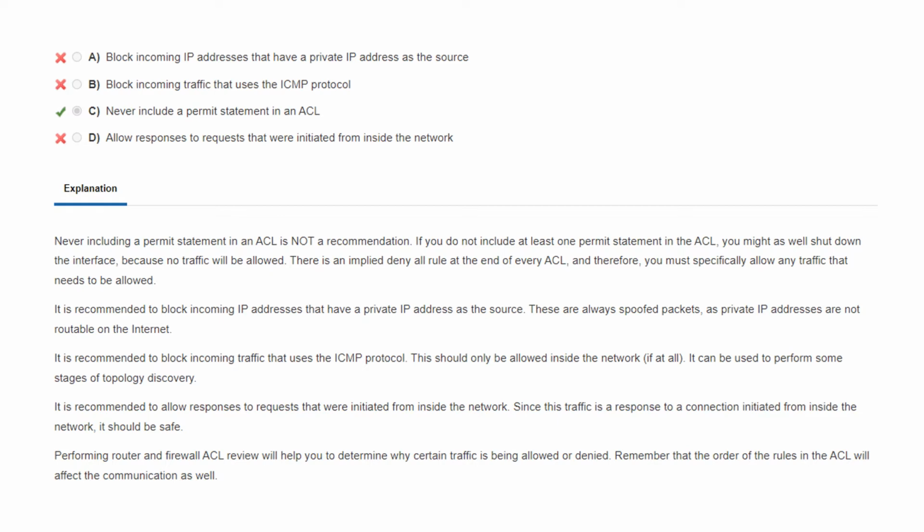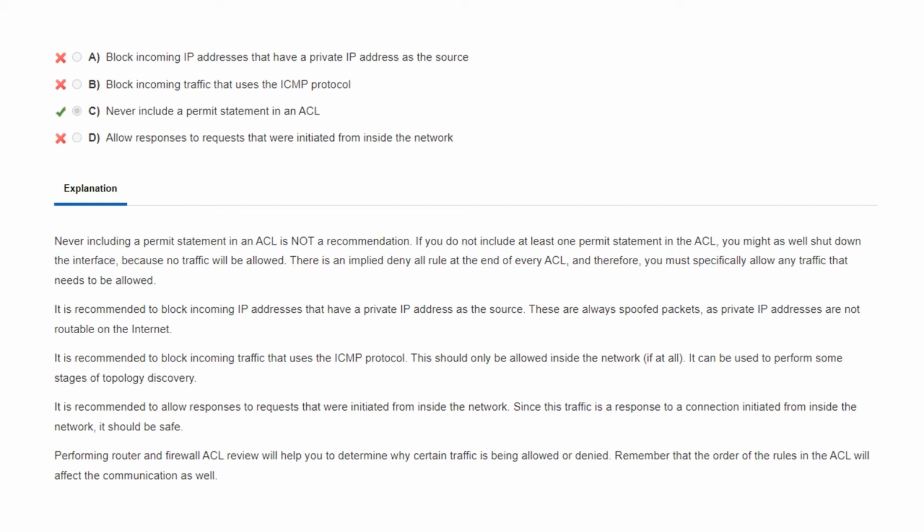It is recommended to block incoming IP addresses that have a private IP address as the source. These are always spoofed packets, as private IP addresses are not routable on the internet. It is recommended to block incoming traffic that uses the ICMP protocol. This should only be allowed inside the network, if at all. It can be used to perform some stages of topology discovery.